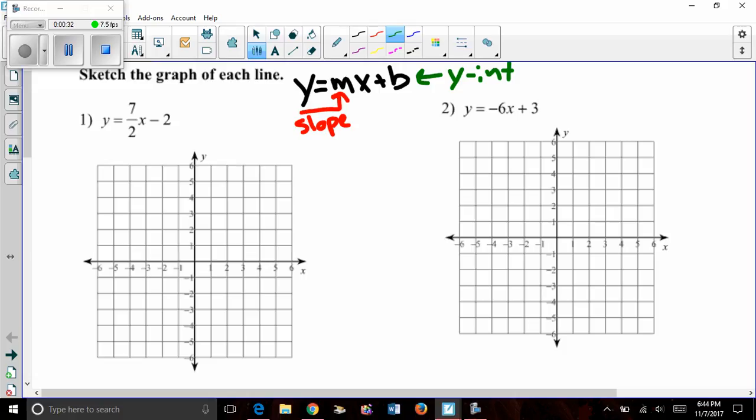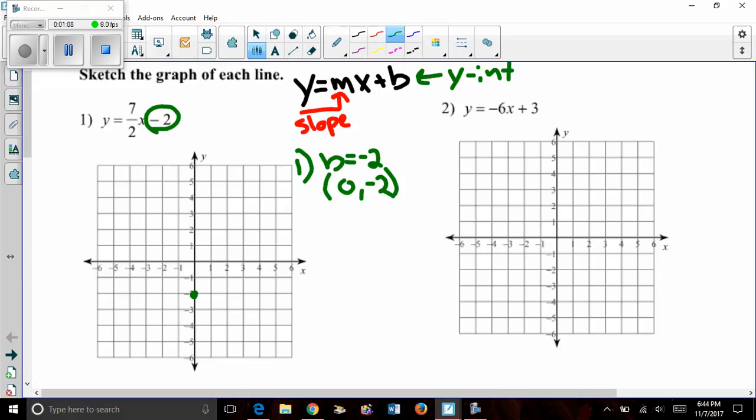Let's start by finding the y-intercept. If we look at our problem over here, we have a -2. That means that is our y-intercept, since b equals -2. Let's start by graphing the point (0, -2). So I start at the origin. 0 for x tells me I do not count left or right, but -2 on the y tells me to place a point right here.